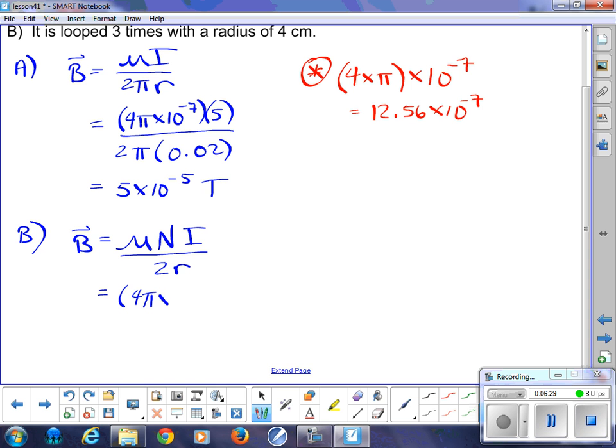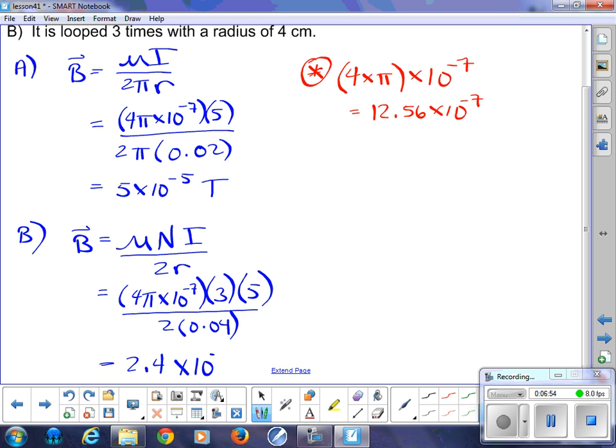So 4 pi times 10 to the negative 7th. It's got 3 loops. It has a current of 5 amps. 2 times the radius, 0.04 meters. So you notice in this one, the 2 centimeters doesn't play a role whatsoever because of the looping. So when we calculate that, you should get 2.4 times 10 to the negative 4 Tesla.